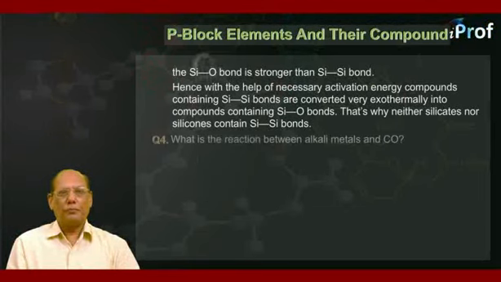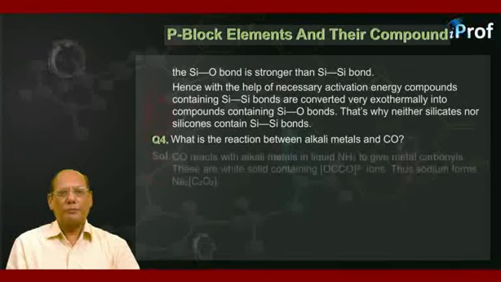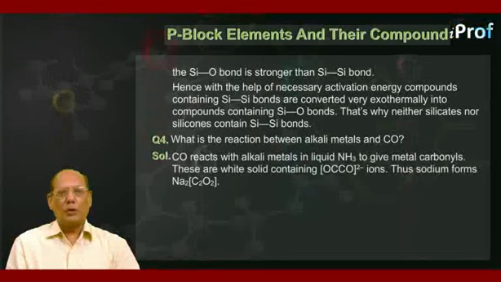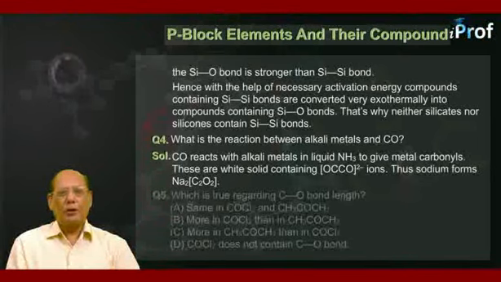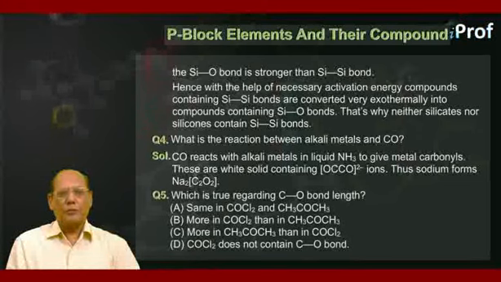Question number 4. What is the reaction between alkali metals and carbon monoxide? Answer. Carbon monoxide reacts with alkali metals in liquid ammonia to give metal carbonyls. These are white solids containing (OCCO)2- ions. The sodium forms Na2C2O2.